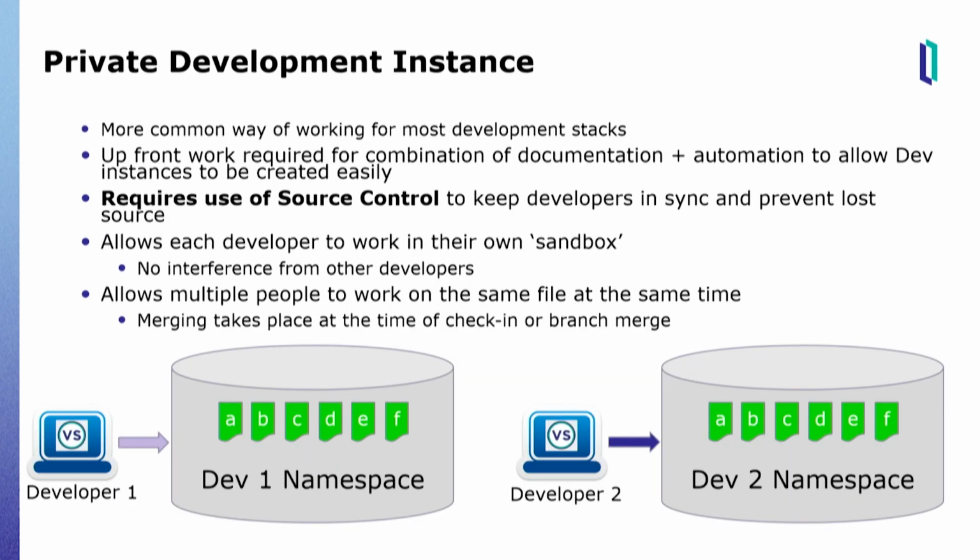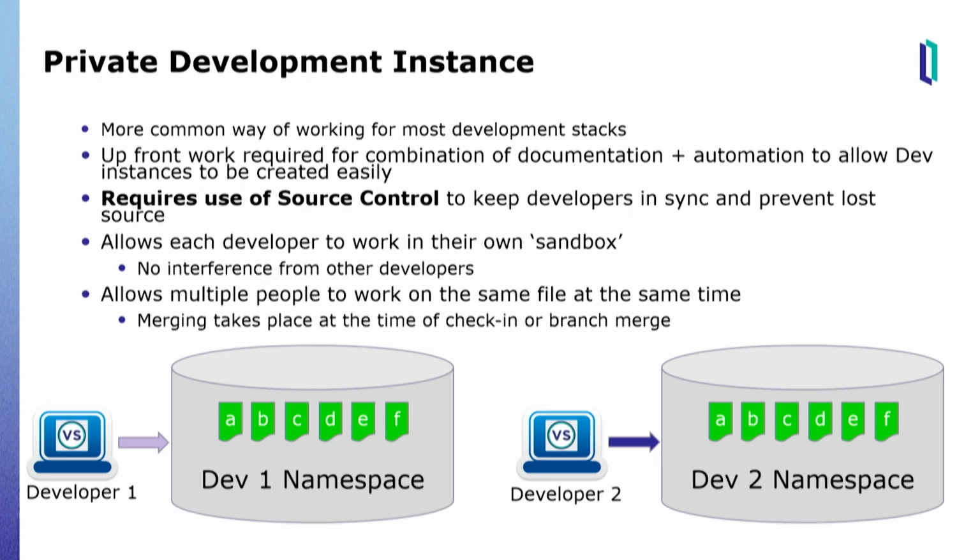A private development instance is the scenario where each developer actually has their own sandbox to work in. This is the more common way in industry to work. There's more upfront work required because you have to have a combination of documentation and automation to make it very easy to make development instances. But once you have that plumbing in place, once you have done that instrumentation, that means that now when you have a new developer in the team, or a developer starts working on a new project and needs a clean environment, you can spin up a development environment.